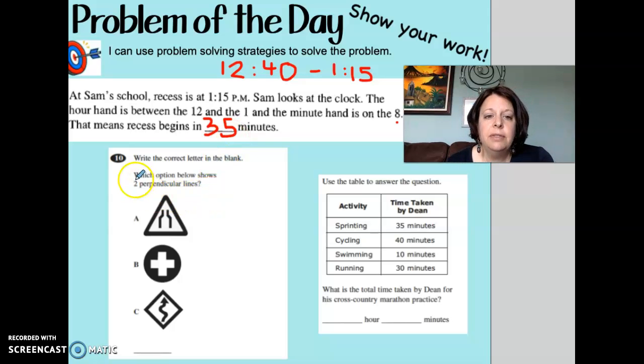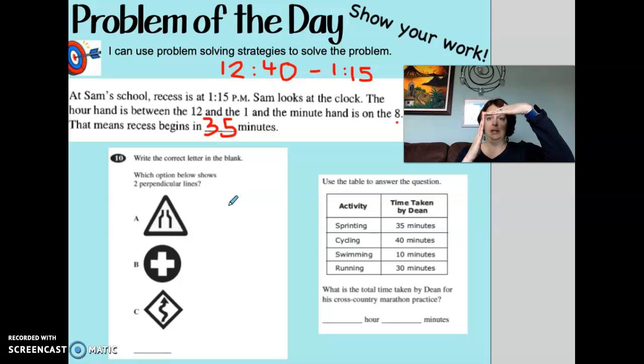All right, now this next one, it says, write the correct letter in the blank. Which option below shows 2 perpendicular lines? Now we know perpendicular is a very important mathematical vocabulary word. It means 2 lines intersecting at a 90-degree angle, which is a square angle. Okay, that's perpendicular. Some of you might have been thinking parallel. And parallel are lines that go next to each other but will never touch. But perpendicular is a 90-degree square angle that 2 lines meet.